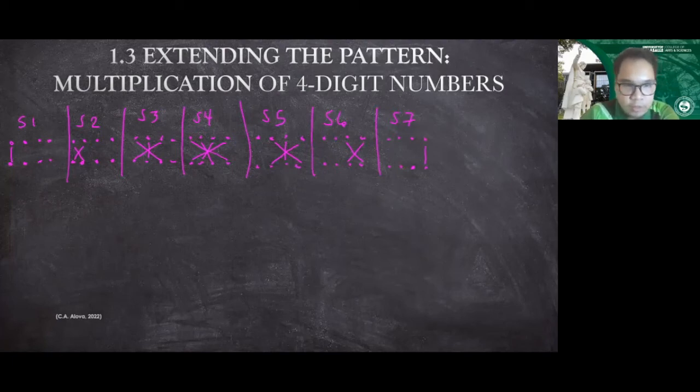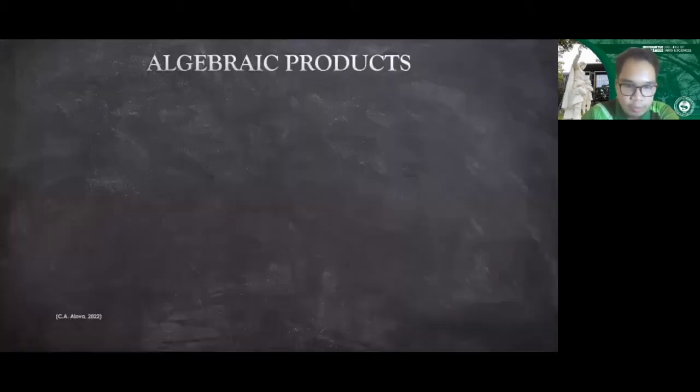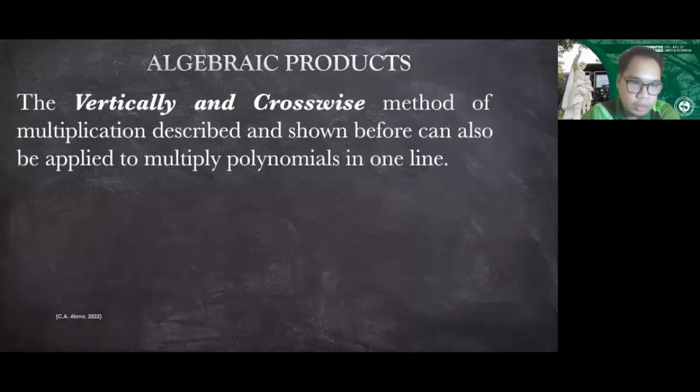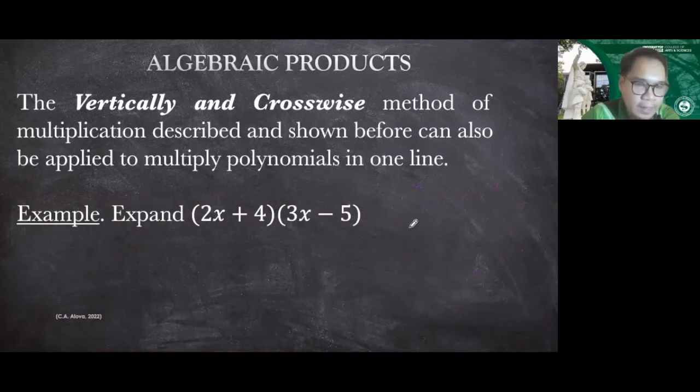Okay, now making use of this, we can extend the pattern and apply it in what we call algebraic products, in algebraic expressions. The vertically and crosswise method or sutra of multiplication described and shown before can also be applied to multiply polynomials in one single line. So for example, expand 2x minus 4 times 3x minus 5. So let's write it first like this: 2x plus 4 times 3x minus 5. So first, vertically, 2x times 3x is going to give us 6x squared.